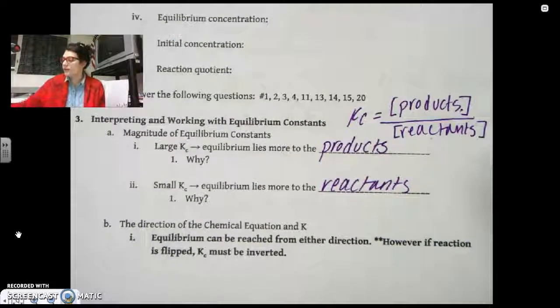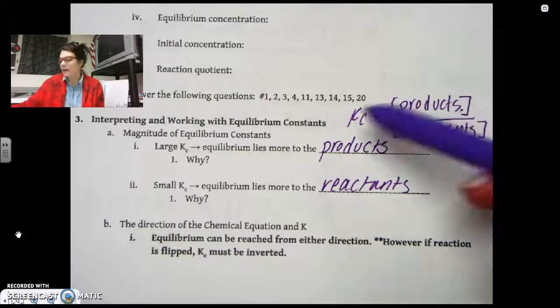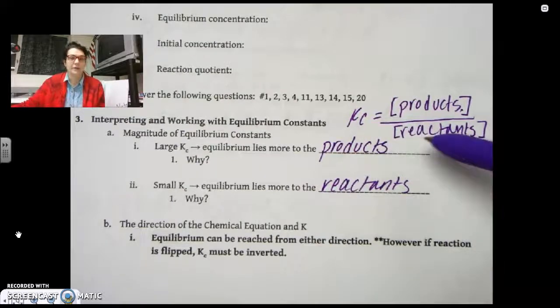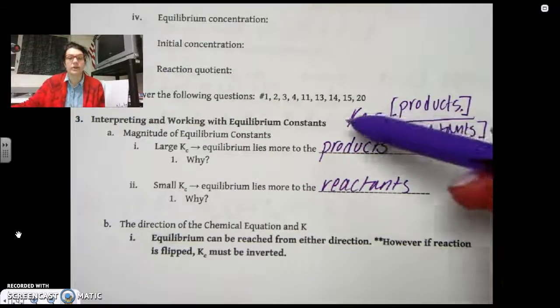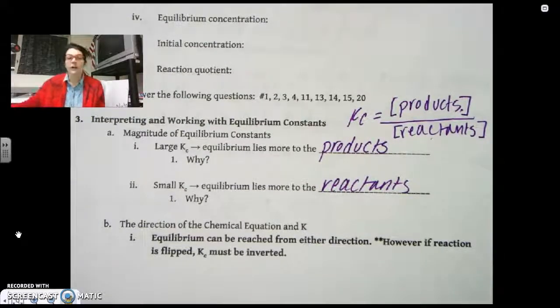Because if you think about the way that a fraction works, if the number in the numerator is big, that means your answer is going to be big. So if we have more products, our Kc will be larger. Whereas if we have a small Kc, that means I'm going to have more reactants, because that means my denominator is larger, which will give me a smaller Kc.